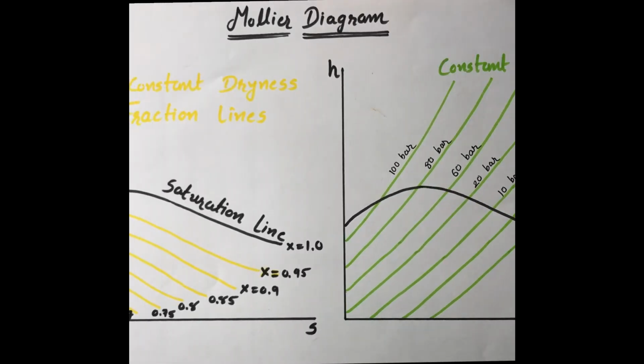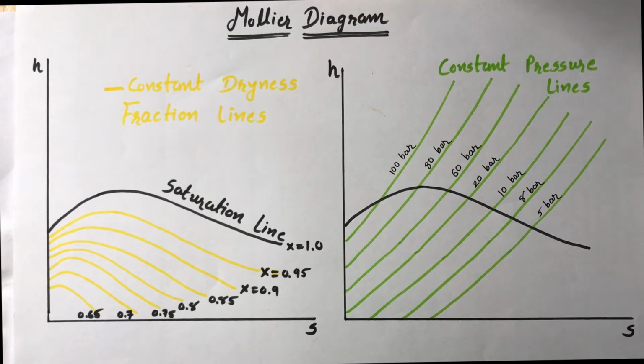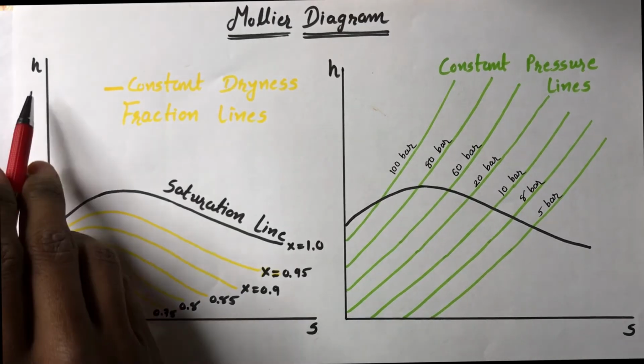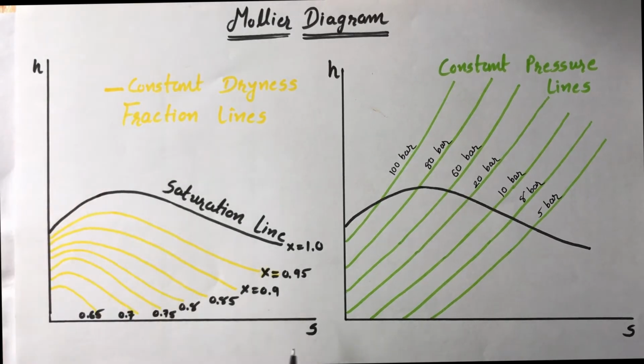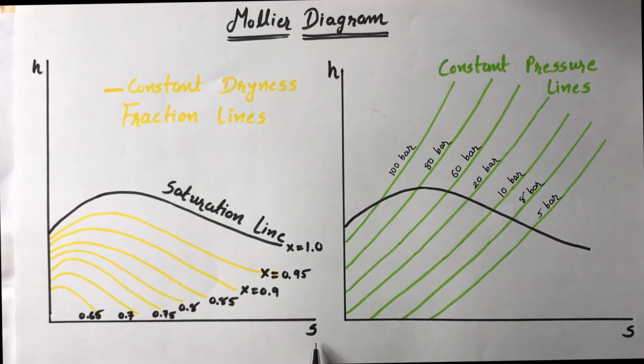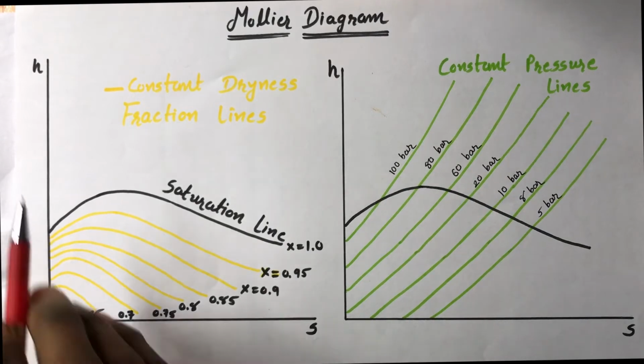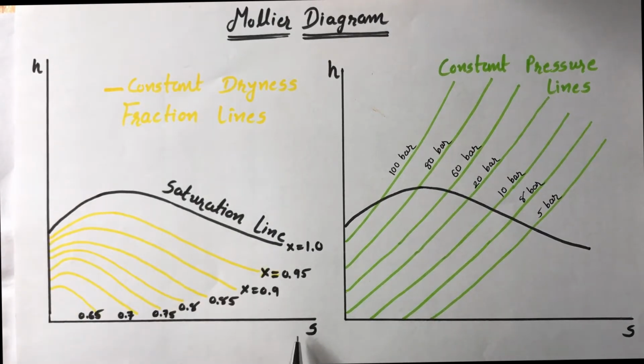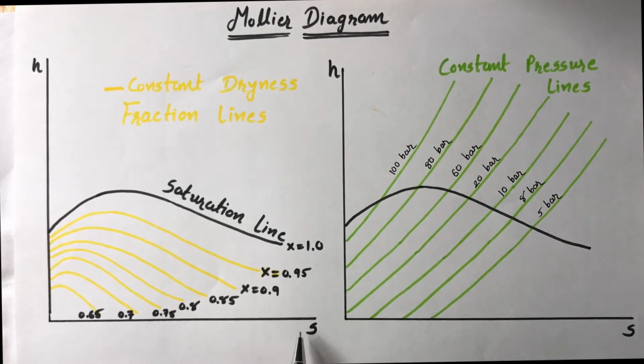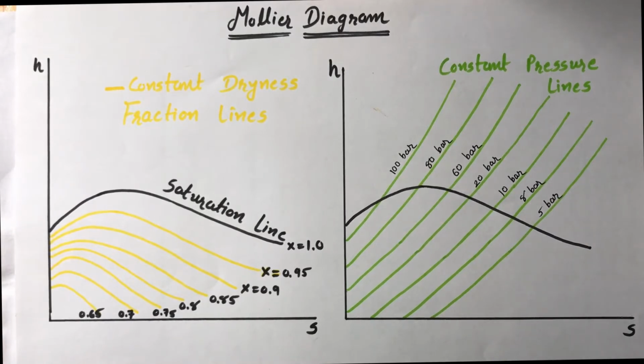In this lecture, we are going to discuss Mollier diagram. Mollier diagram for a steam represents enthalpy on vertical axis and entropy on horizontal axis. It is also called enthalpy-entropy diagram. This diagram is used to find the properties of steam very quickly. You can also use the steam table, but with the help of Mollier diagram, this process becomes easier.